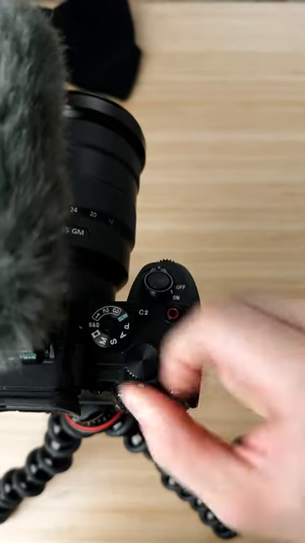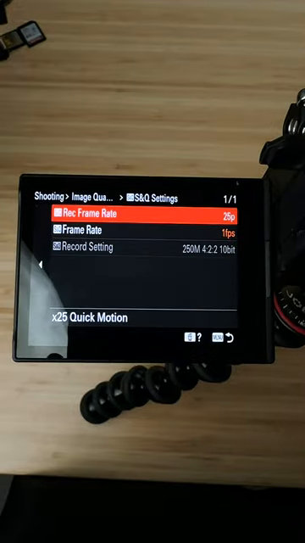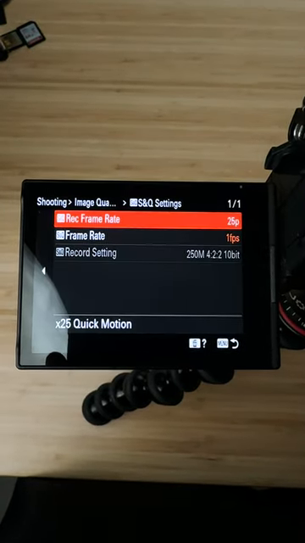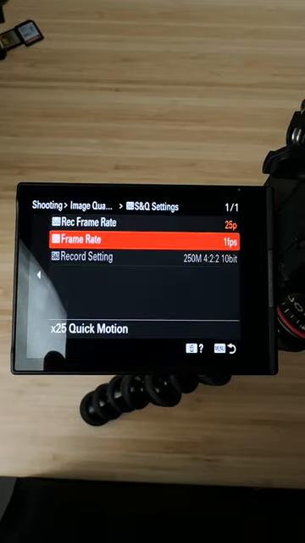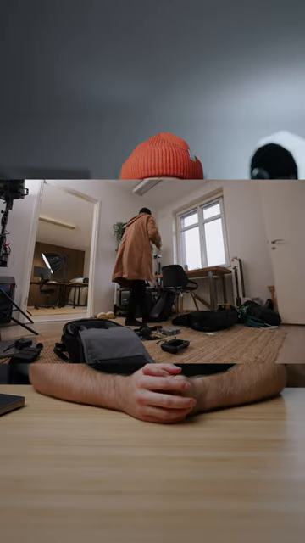And lastly, I'm using S&Q for time lapses. I love to have that as a recording frame rate of 25 per second and the frame rate at 1 frame per second, giving that nice smooth time lapse motion.